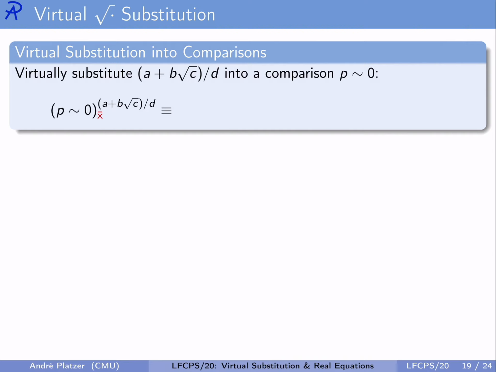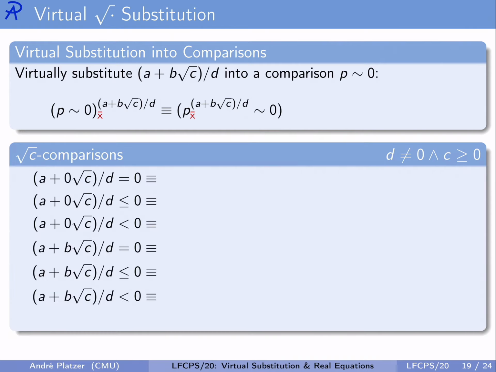Well, next question. If instead of a polynomial, we have a polynomial comparison, so think of this as p equals 0, or p greater equal 0, or p greater than 0, how do we plug in a square root expression for the variable x virtually? Well, first of all, we can certainly first evaluate the polynomial. We just evaluate its plus and times arithmetic by plugging in a plus b square root of c over d for x, but we need to then do something slightly clever to handle the arithmetic comparisons, and this is how we do it.